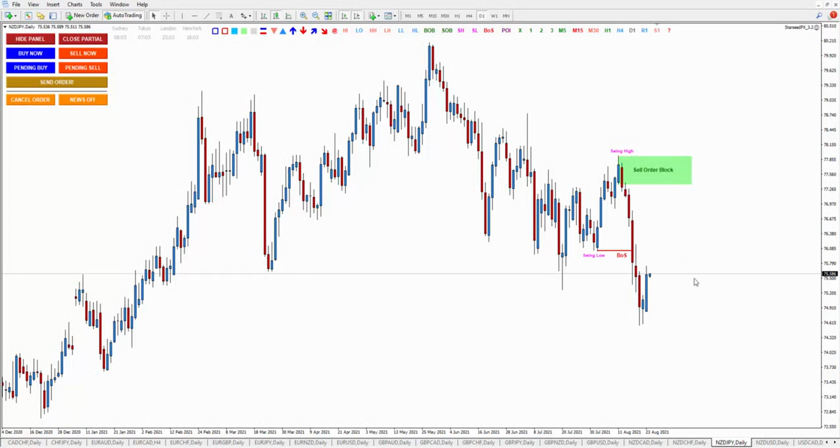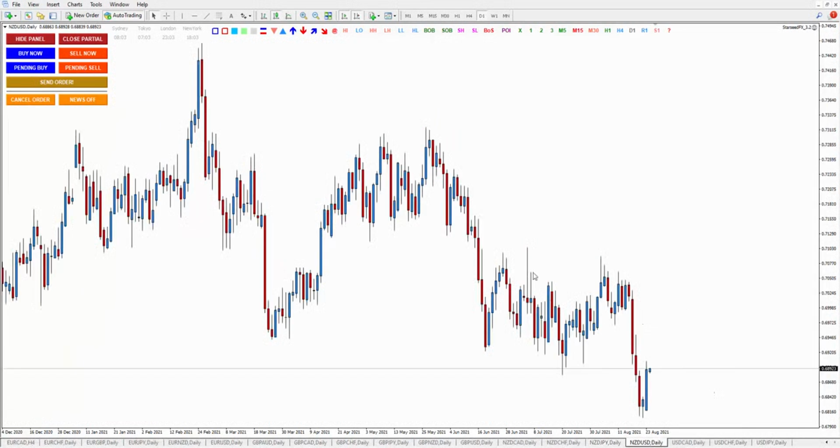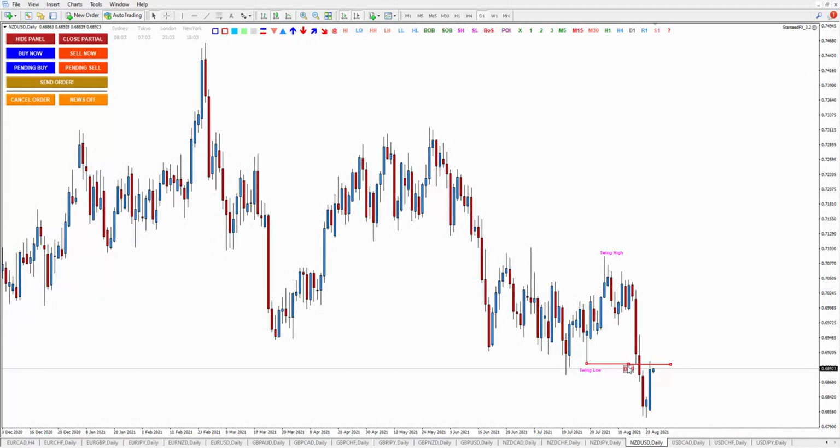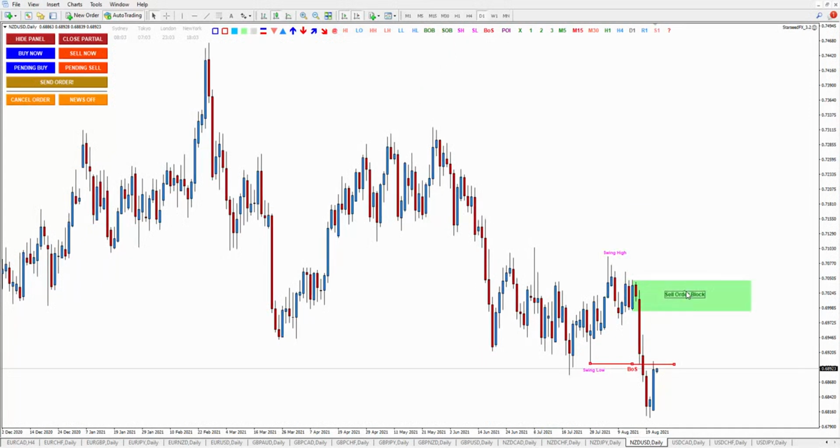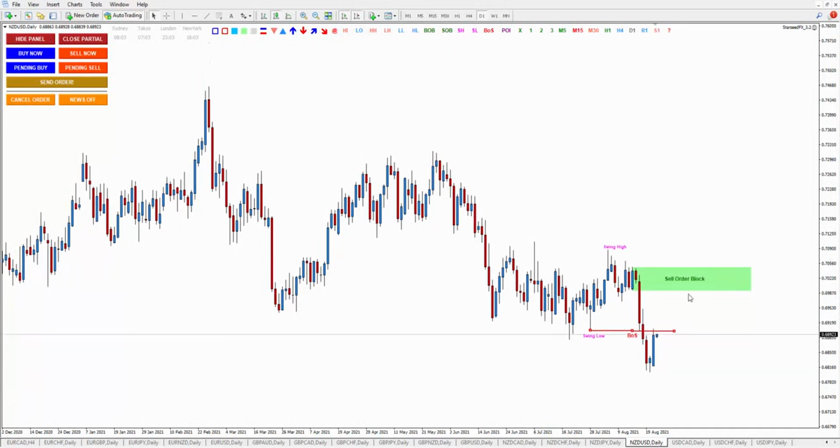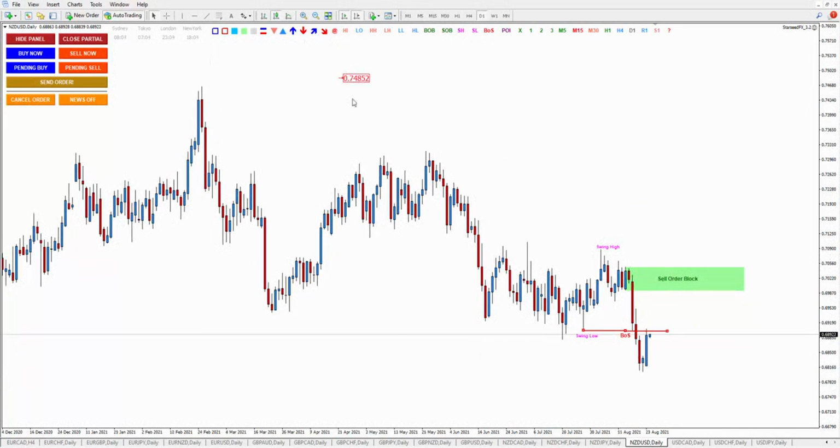All right, so now let's go to New Zealand US dollar. This is also very clear. So here is the swing high, and here is the swing low, and here is the break of structure, and then our order block is the last bullish candle before the breakout happened. So you can also do a counter trend here, and your take profit target is this order block. If the price has reached this one, then you can start looking for sell opportunities, and your take profit target later will be this one.